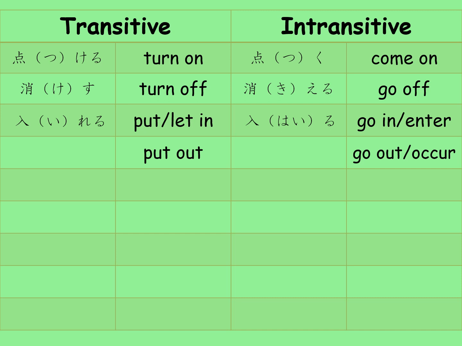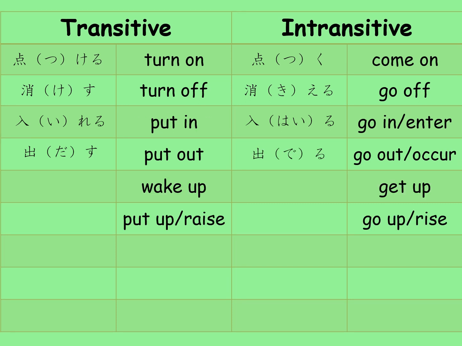To put the rubbish out is transitive, and that is ゴミを出す. Rubbish comes out is intransitive, and that is ゴミが出る. To wake a child up is transitive, and that is 子供を起こす. A child wakes up is intransitive, and that is 子供が起きる. To put the hand up is transitive, and that is 手を上げる. The hand goes up is intransitive, and that is 手が上がる.